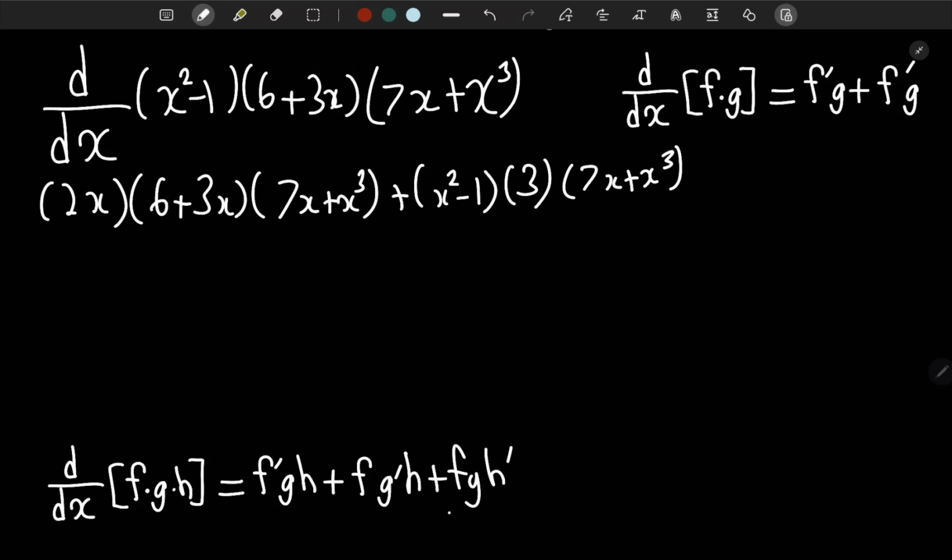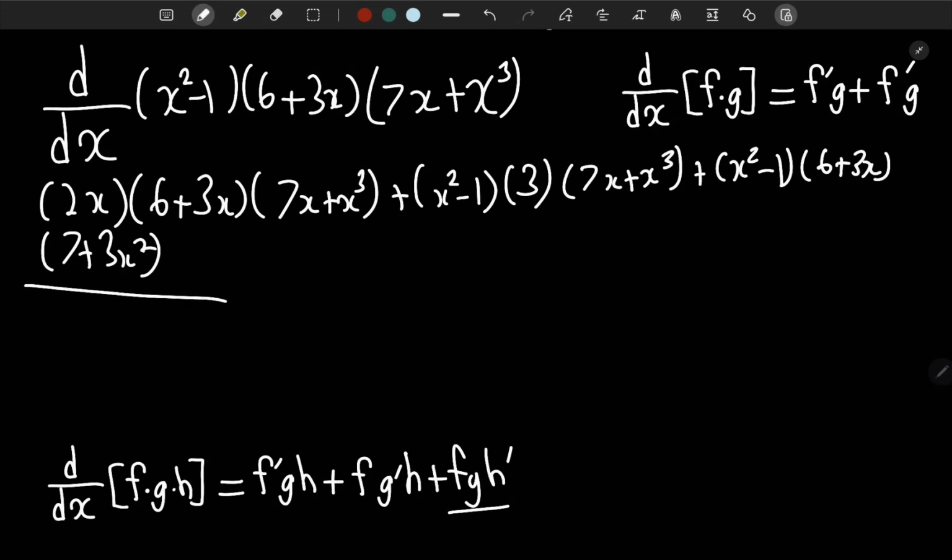we are left with the last one here, so it's going to be f g h prime. So it's going to be x squared minus 1, 6 plus 3x, and finally h prime is going to be 7 plus 3x squared. And now we can simplify this or leave it as this, it really doesn't matter. And yes, this is the final answer.